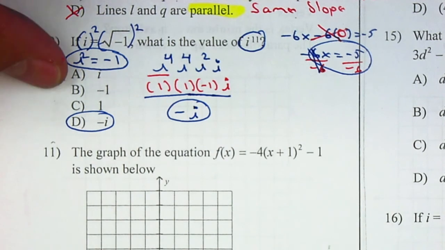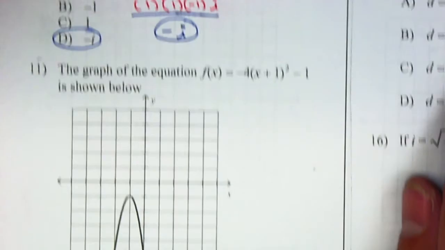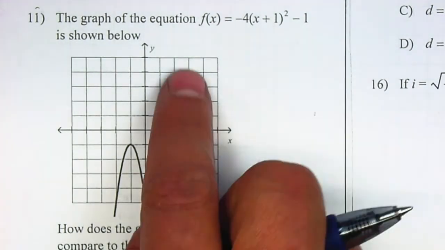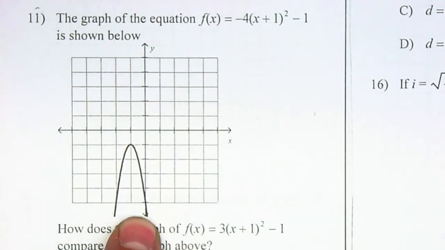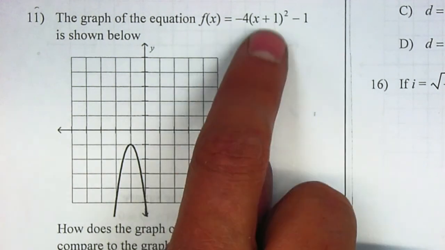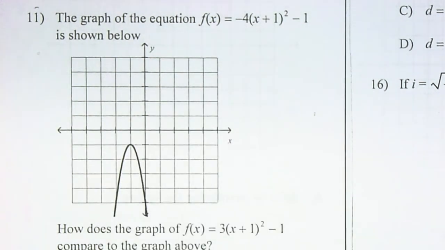Problem number 11. The graph of the following equation is shown below. It says, how does the graph of f of x equals 3(x + 1) squared minus 1 compare to this graph, which corresponds to this equation? So we need to be able to analyze both. First, it says g of x, and this should be g of x. I apologize for that. It says g of x is wider.